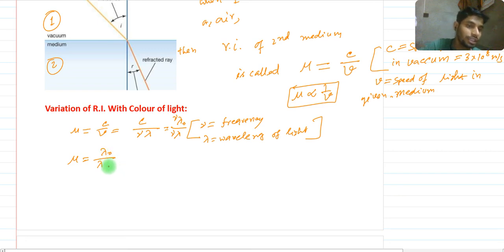Lambda for a particular light, or lambda naught by lambda, or C by nu lambda. Here you see mu is proportional to 1 by lambda. C is constant, frequency for a particular light is constant, and we know wavelength is different for different colors of light, right? So for a particular medium, for different colors of light, mu can vary.